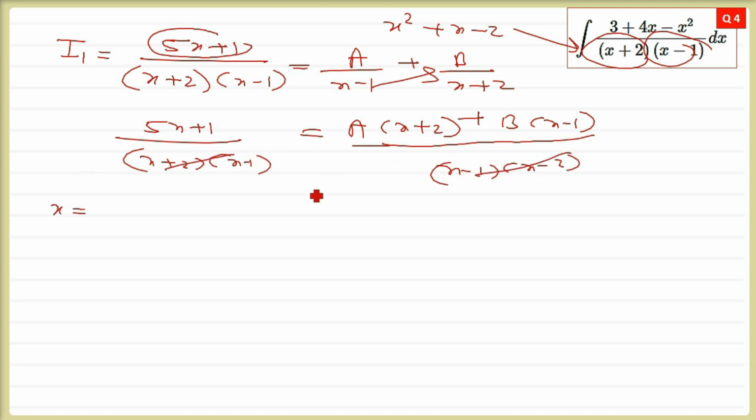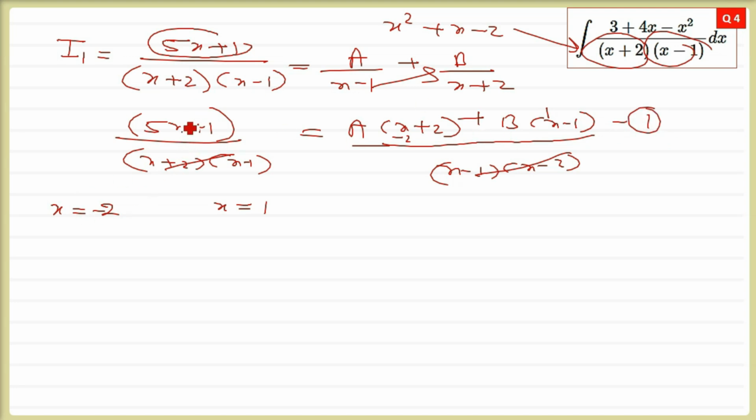This x now you have to put as negative 2. That will eliminate the a term. So let's put x equals to negative 2 and then x equals to 1 here, so that we eliminate the b term. So we'll put x equals to 1 in second step. So 5x plus 1 will be equal to a into x plus 2 plus b into x minus 1.